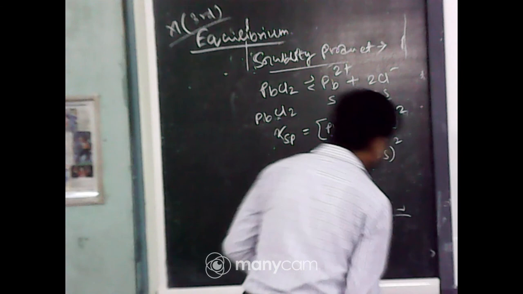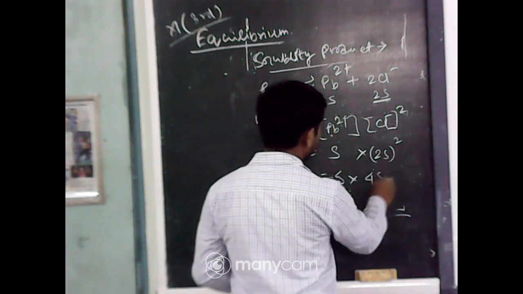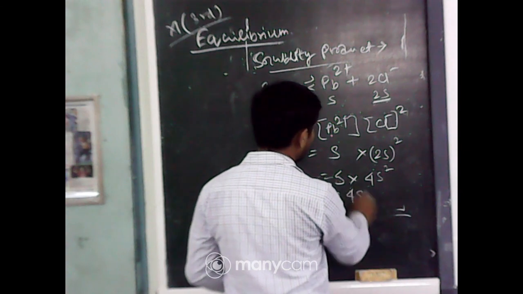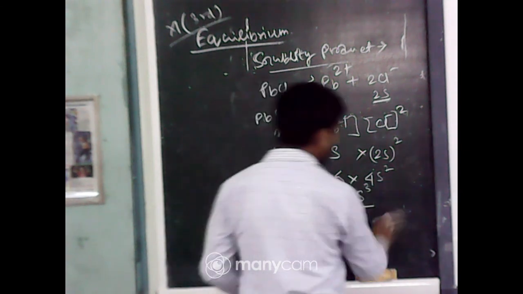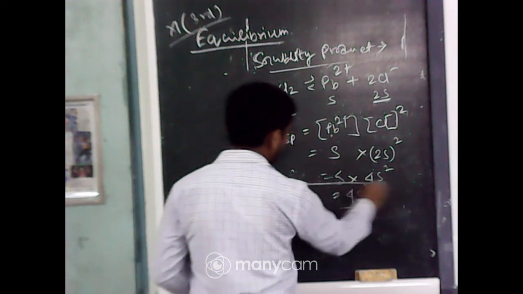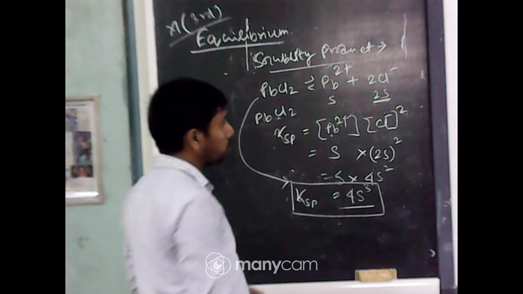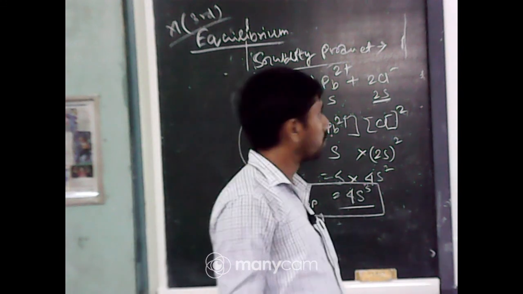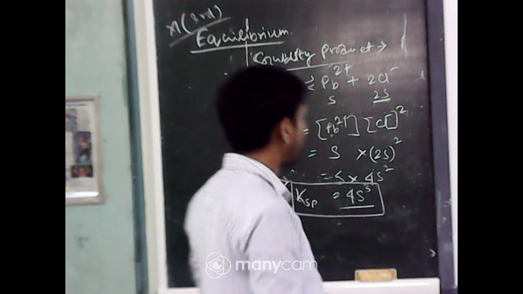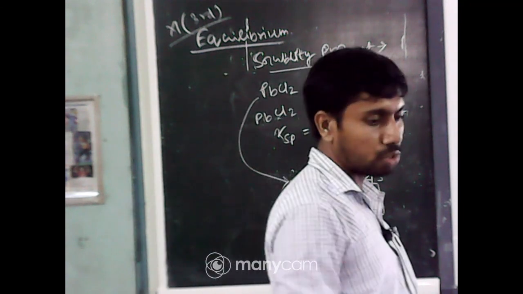Now, coming to that section, it is equal to S into 4S square, that is 4S cube. Ksp equals 4S cube for a salt like PbCl2. Okay. Have you understood? Students, have you understood this?